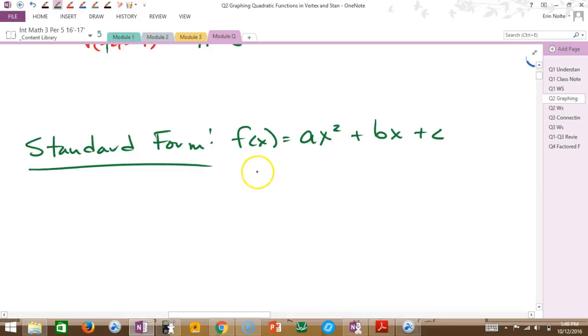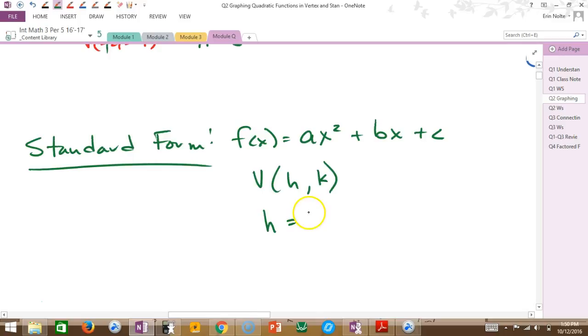Okay, so we still have to find the vertex in order to plot a parabola. Our vertex is still going to be h and k, but the way we go about finding them is going to be slightly different. Write this down. Everybody write this down.